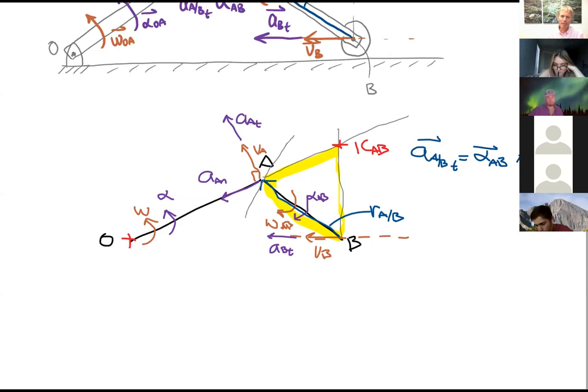Alpha's going into the board, so my fingers slide into the board, I curl toward point A, and my thumb goes up to the right. So this is my acceleration of A relative to B tangential. And then my normal is actually fairly easy. The normal always is opposite the R vector. R vector going from B up to A, therefore my normal is coming back down toward point B. So this would be my acceleration of A relative to B normal.